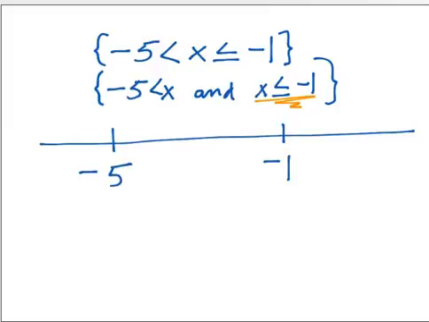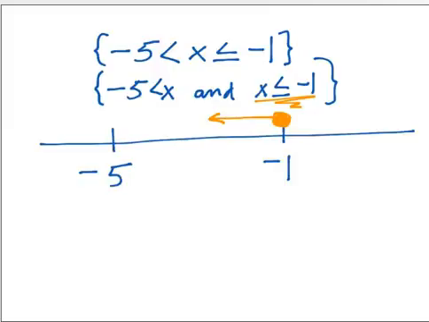Numbers smaller than or equal to -1. So I go to -1 and I draw my circle. I would color it in because it's equal to. And then I would say, okay, numbers smaller than -1. Well, the numbers smaller than -1 go that way.